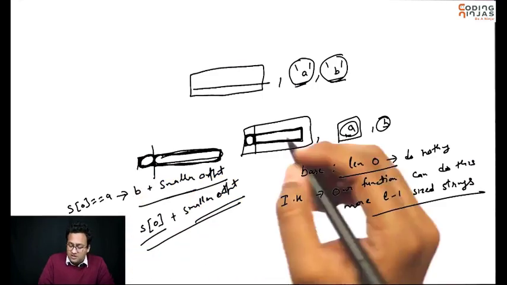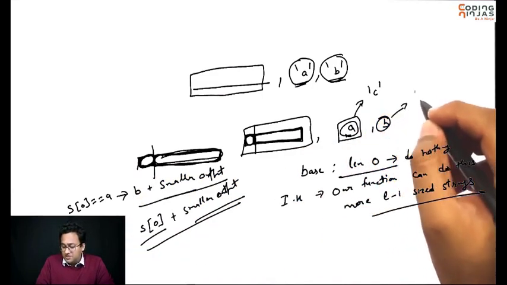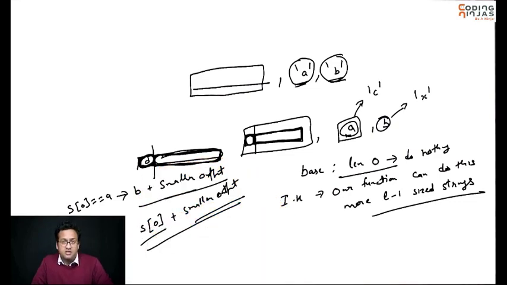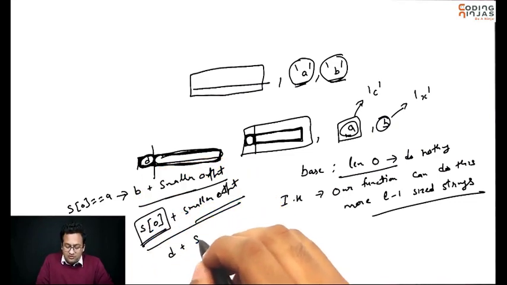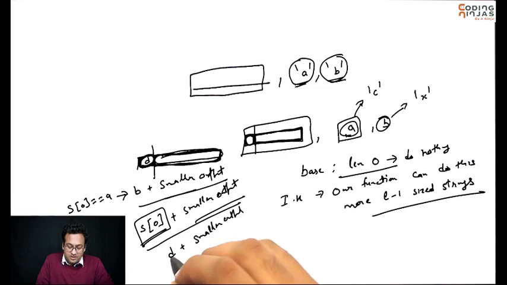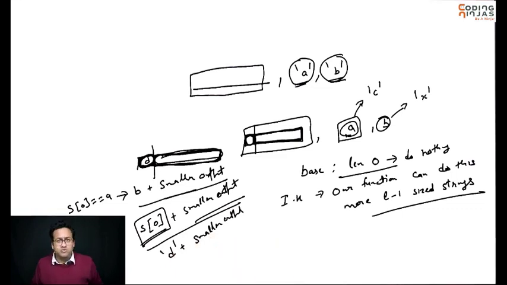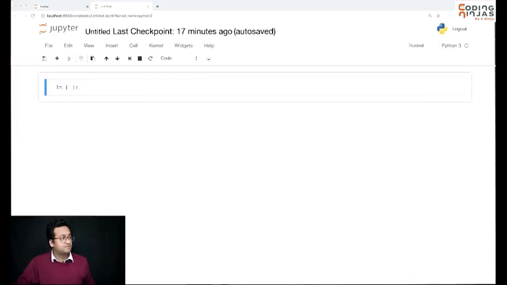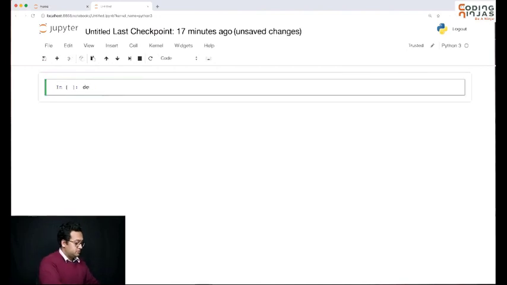So for example, if A is C and B is X, and you have D written here, then you just keep D as it is, and you attach D with the smaller output, right? And you return that. That's what we need to do. Okay, let's quickly write this code. Perfect. So I'm writing replace char. I'm going to get a string. I'm going to get A and B. So this is what needs to be replaced with B.